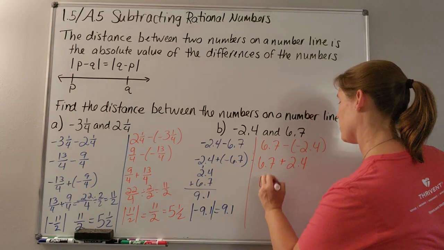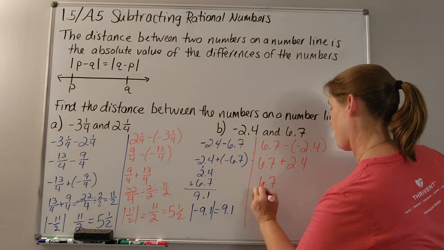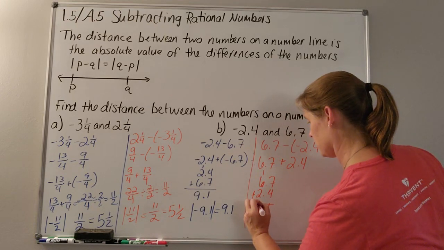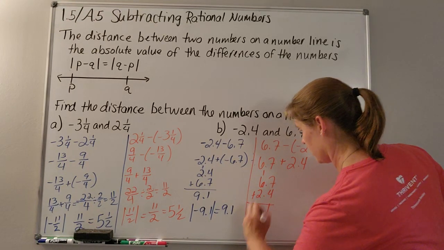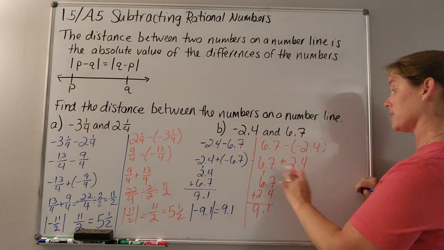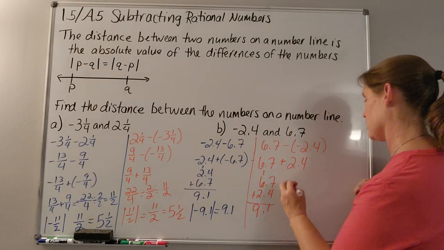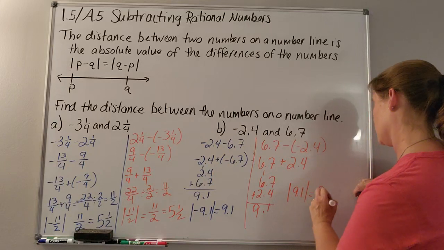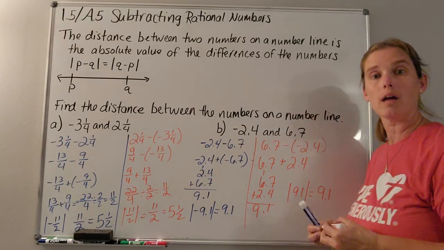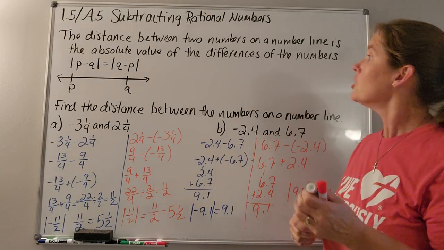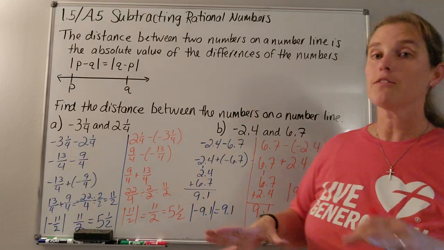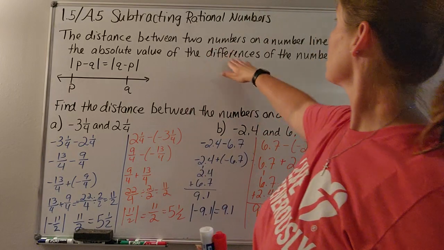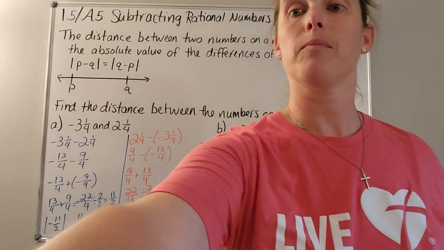I'm going to stack them up. Add them up. We just did this. 9.1. It stays positive this time because we're adding positive numbers. But we take the absolute value of 9.1, which is 9.1. See, either way, we got the same answer. So, find the difference between the two numbers, take the absolute value of that answer, and that gives you the distance between two numbers on a number line.